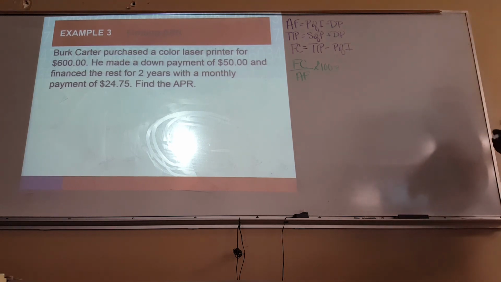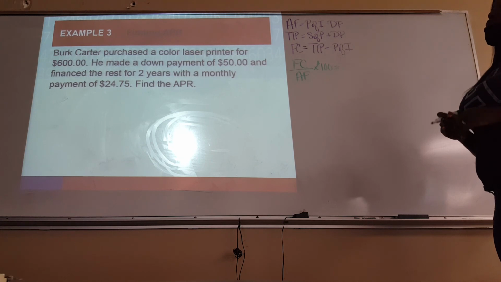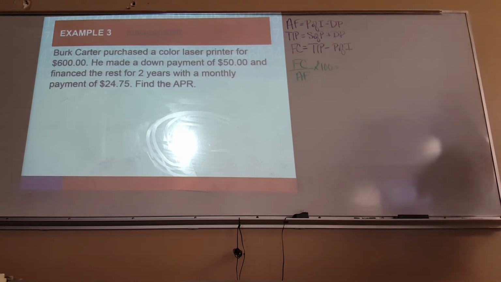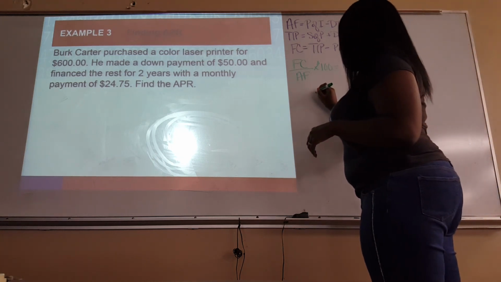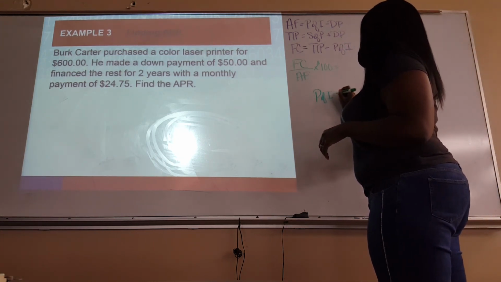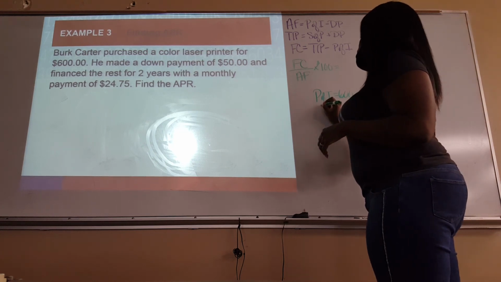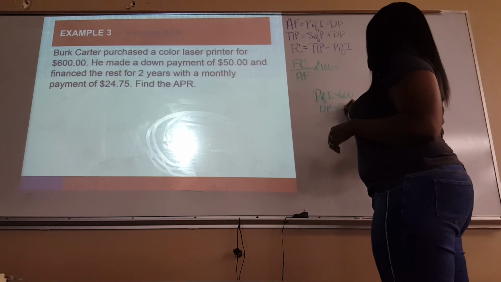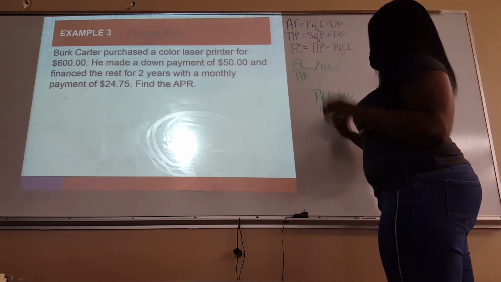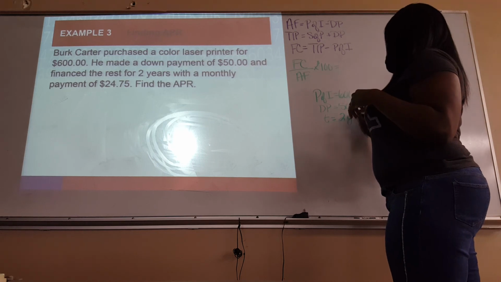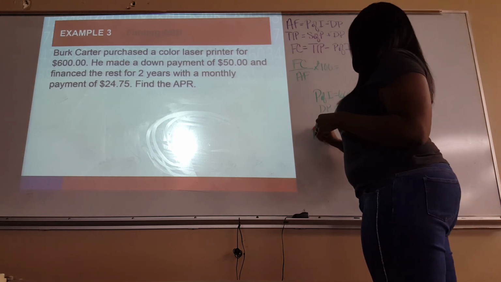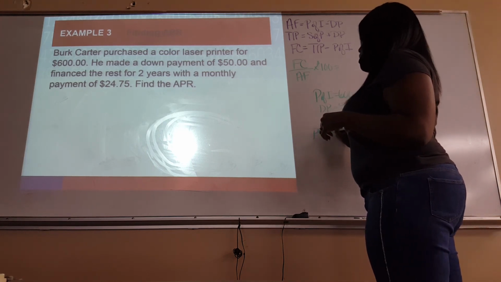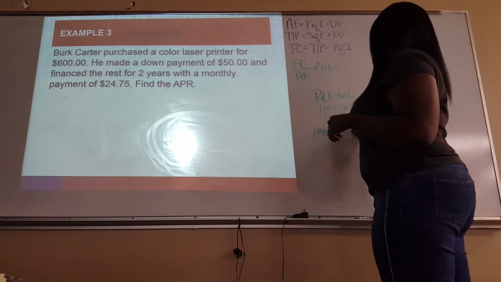Okay, so our example says Bert Carter purchased a color laser printer for $600. He made a down payment of $50 and financed the rest for 2 years with a monthly payment of $24.75. So first we need to identify what we have. We have the price of the item, which is $600. We have the down payment, which is $50. We have the time, which is 2 years or 24 months. And lastly, we have the payment, which is going to be $24.75.